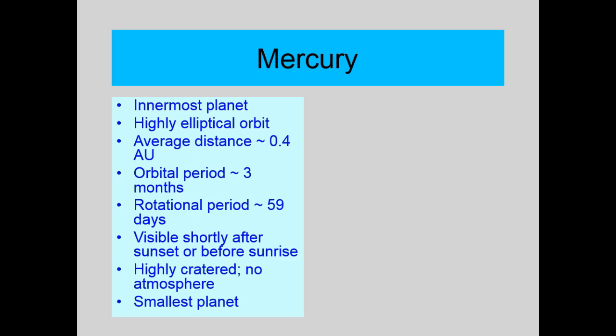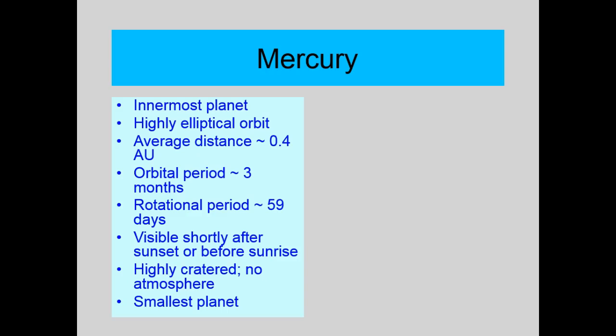Okay, so now let's look at Mercury. Mercury is the innermost planet. We talked about that. It's a highly elliptical orbit, mostly because it's so close, okay? Its average distance, because it's elliptical, sometimes it's further, sometimes it's closer, is about 4/10 of one astronomical unit. So if the edge of the sun is here, and the Earth is there, then Mercury would be right about here, about 4/10, 2/5 of the way between the sun and the Earth.